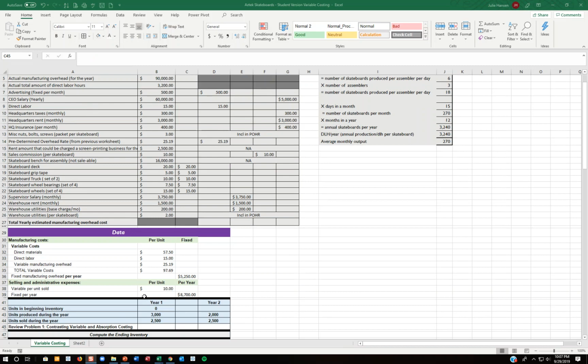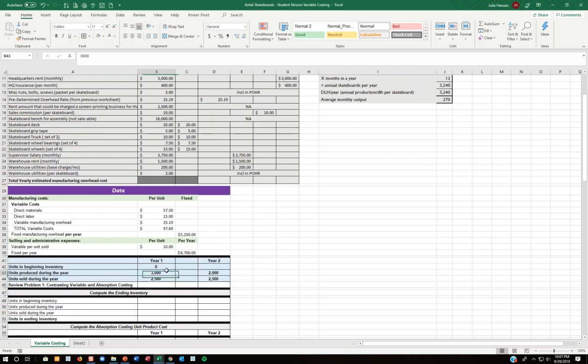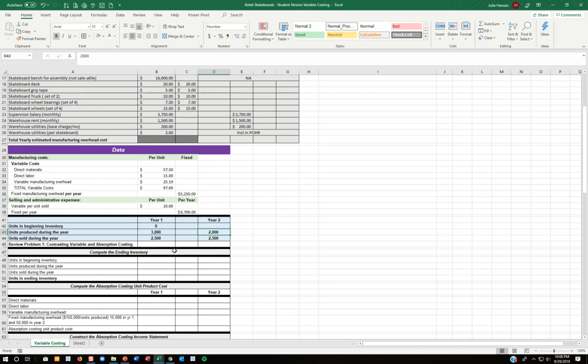For this problem, we have been given the number of units, number of skateboards in our case, that were manufactured during the first year, and the number sold. So you can see that there's a difference between how many we manufactured and how many sold. In year 1, we manufactured more than we sold. In year 2, we've actually manufactured less than what we've sold. So you're going to have to think to yourself, there was some ending inventory from last year, so we're going to sell that inventory plus what we manufactured this year. There's a reason I'm doing this, and you're going to find out the beauty of all this in a minute. So the first step is to compute the ending inventory.